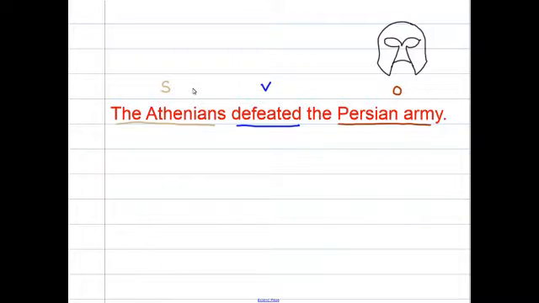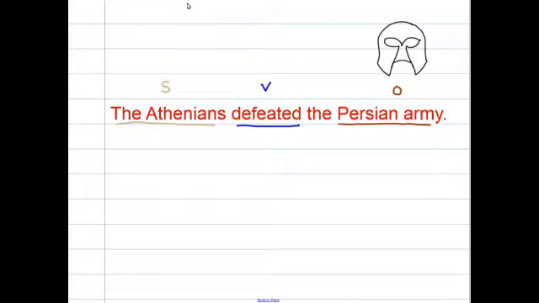Now this is in the active voice because the Athenians, the subjects, are doing the defeating. They are the ones doing the defeating. They are the ones doing it. They're actively doing the defeating of the Persian army.